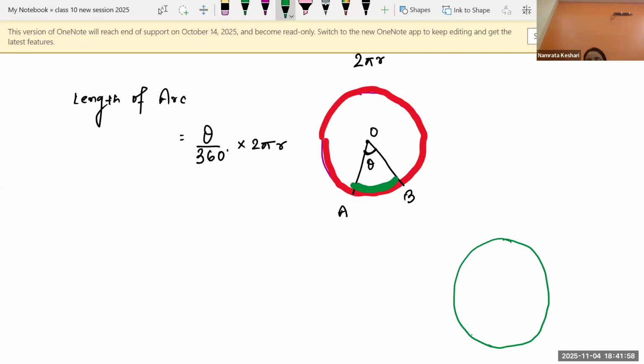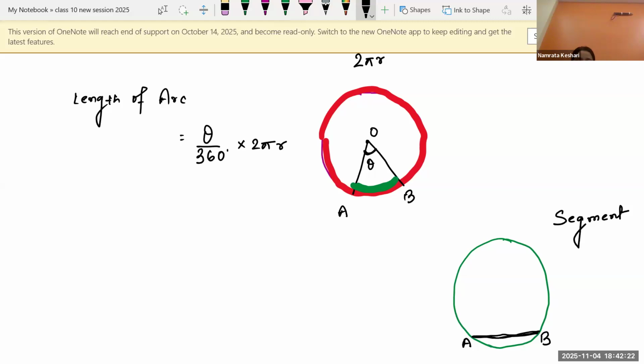Suppose this is a sector of, I'm talking about segment. Okay, sector we have already discussed. Suppose I'm drawing a chord. Okay, this is a chord AB. We understand segment means area bounded by a chord and the arc. Yes or no?